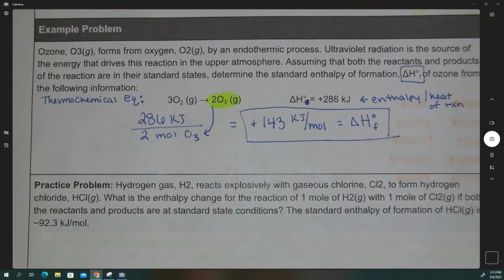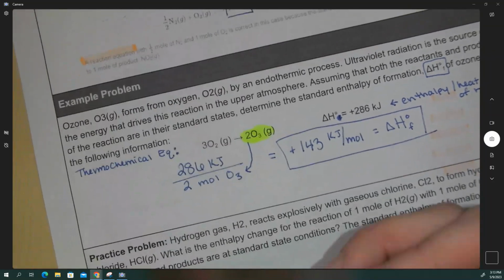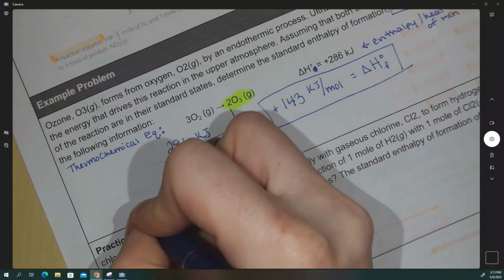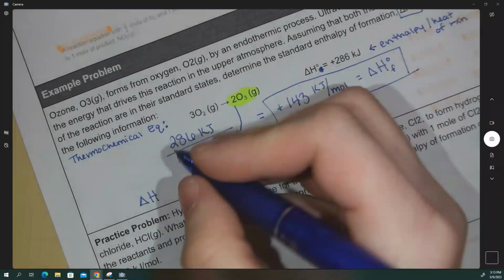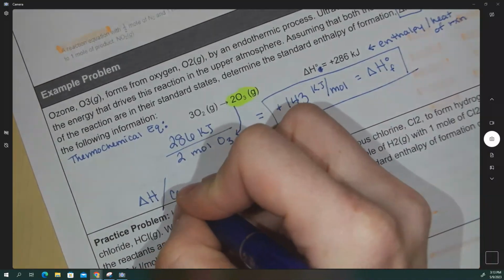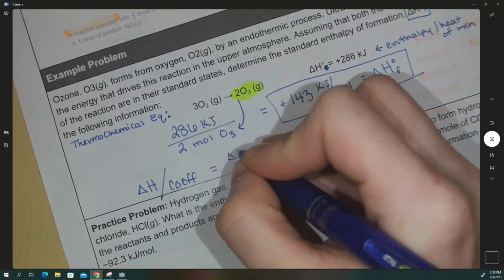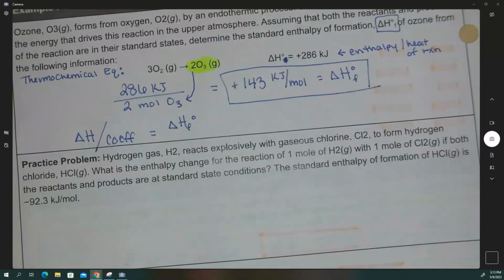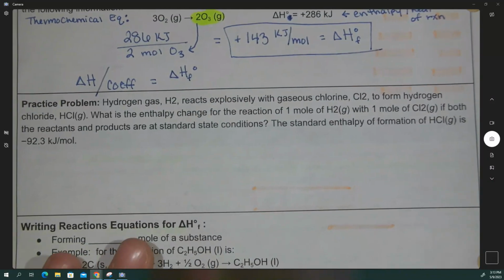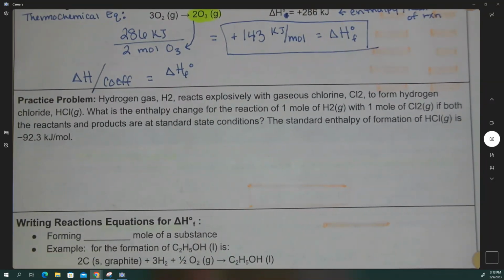So if you wanted to write down an equation for how you would do this, you would take the enthalpy, so the delta H, and divide that delta H by the coefficient, and that will give you your enthalpy of formation. Okay. So let's look at a practice problem here.